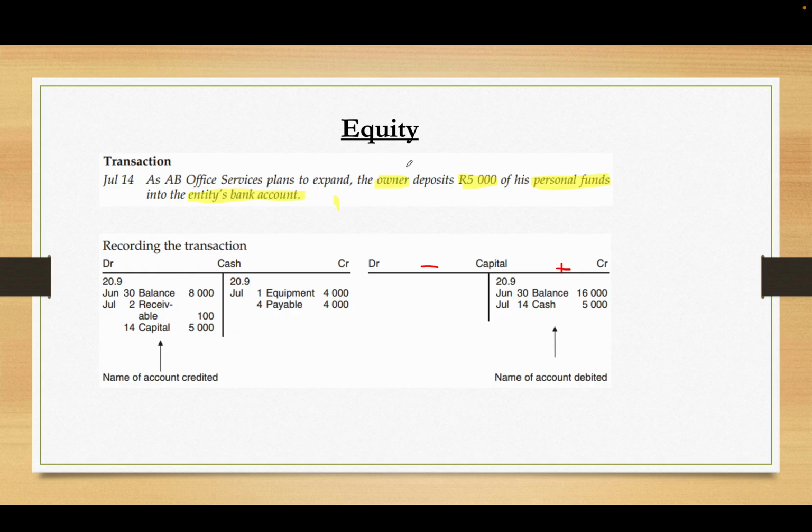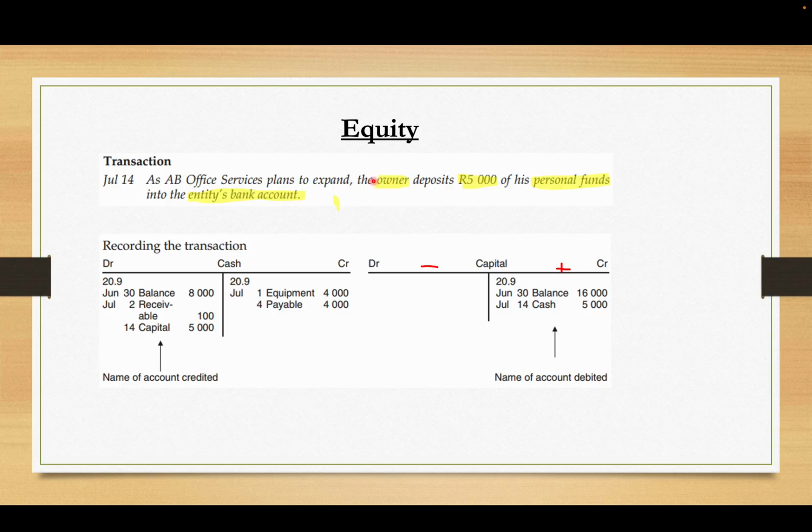So remember, it has to affect two accounts. Everything affects two accounts. In this situation, it affects bank, the business bank account, and it also affects capital, because it's my own money. So it's bank, the business bank account, and capital, owner deposit. When you see owner deposits, it must click in your head that it's capital.